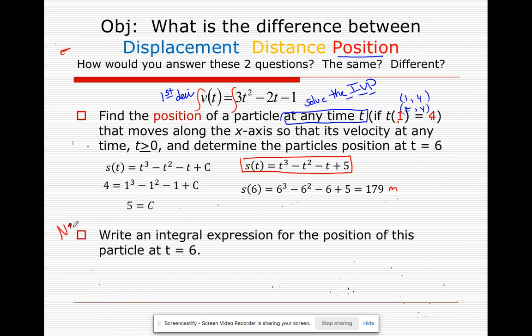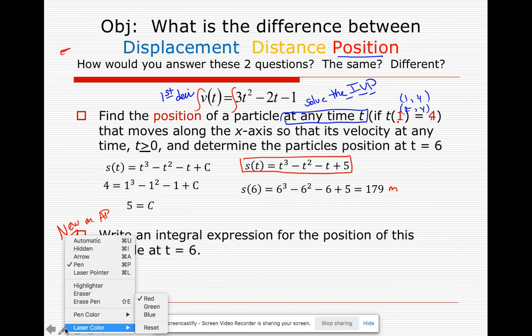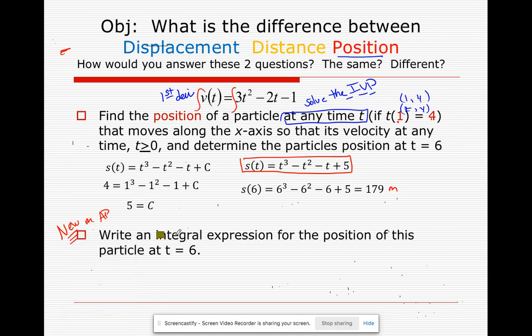This has been a newer question we have started to see on AP. So please star this, highlight it, make note that if it's new on AP, for sure we are going to assess it as well. Write an integral expression that gets me that position.